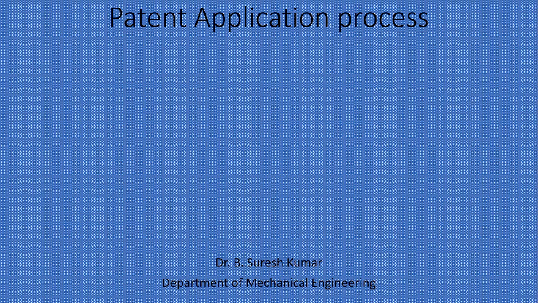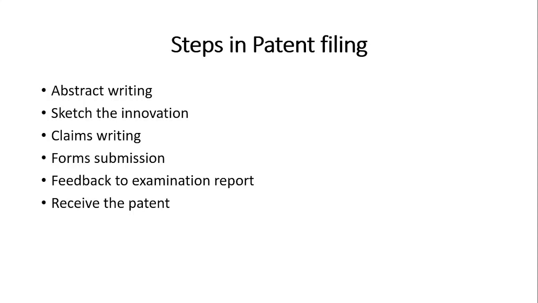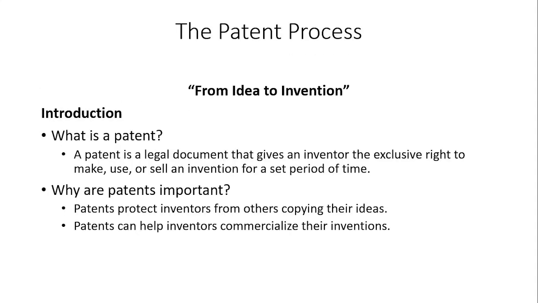What are all the steps available in a patent application process? It consists of six steps: abstract writing, sketch the innovation, claims writing, forms submission, feedback to the examination report. After that, finally, you receive the patent grant from your patent office. These are all the steps available in the patent filing process. So the patent process is from idea to invention.